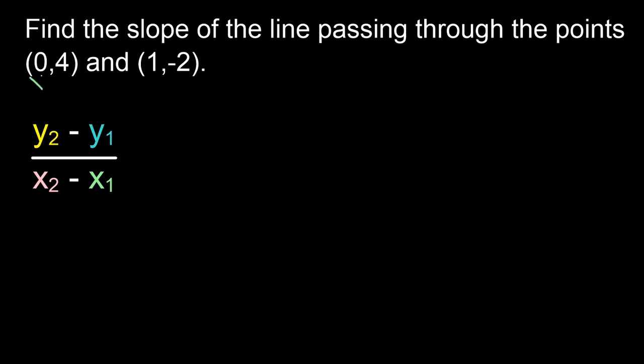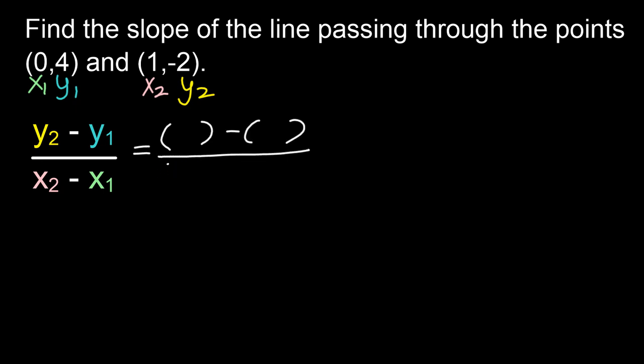So here we have x1 is 0. y1 is 4. x2 is 1. And y2 is negative 2. And we want to go ahead and plug those into our formula. So again, I write out the skeleton of the formula with parentheses so we could just fill them in. And they're ready to start filling in.